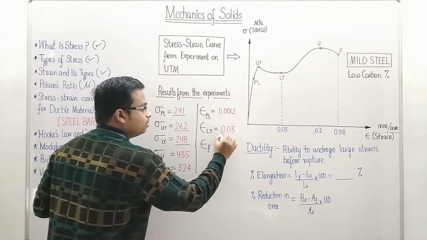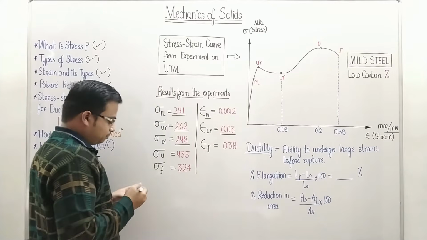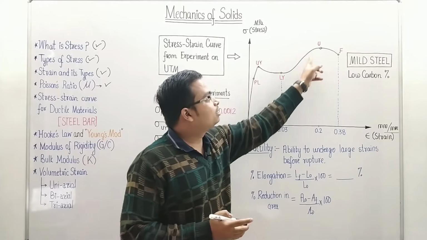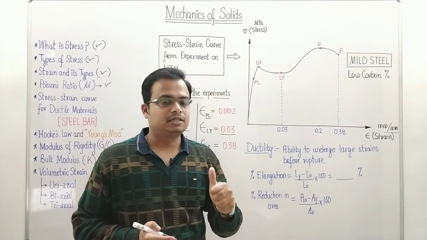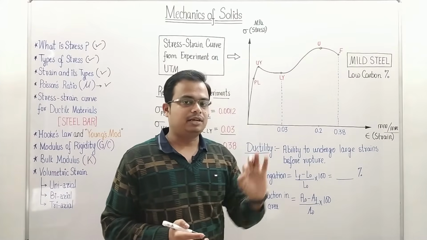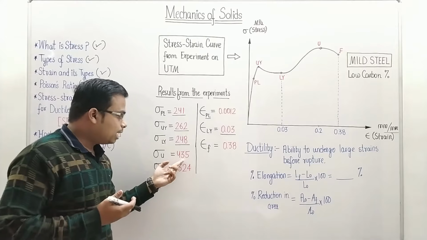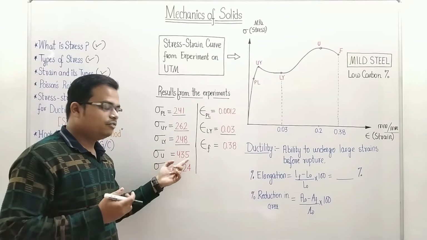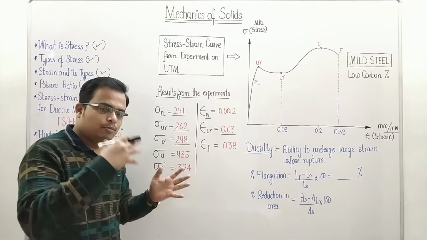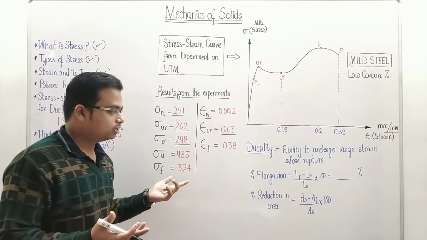Then that yielding actually gets over at 0.03. And finally, this is the region where the material regains its strength. This region from Ly to U is known as strain hardening, where the material regains its strength. Now that value has to be worked out as 435 megapascal. You might get a different value, but it should be very close to this value.